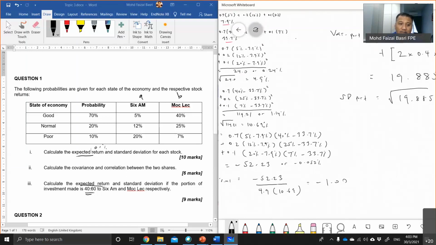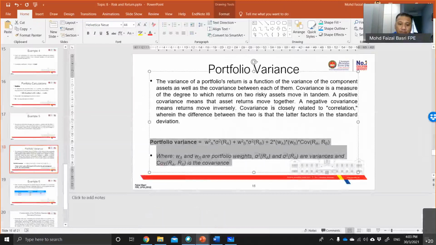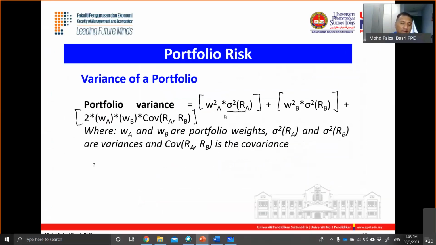Okay, so that's how you do it for the risk and return. I'll re-upload it again later. Okay, the notes for the formula, especially for this part.